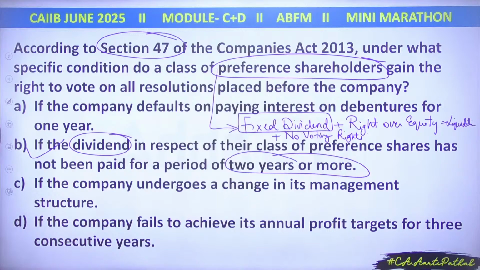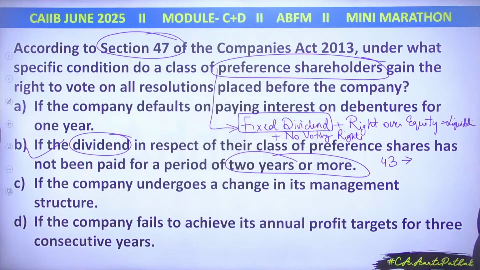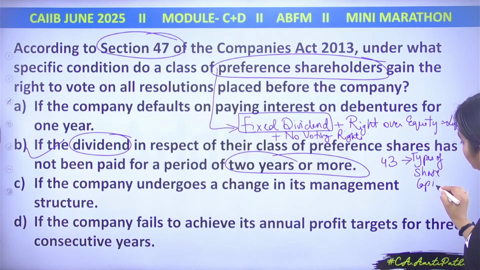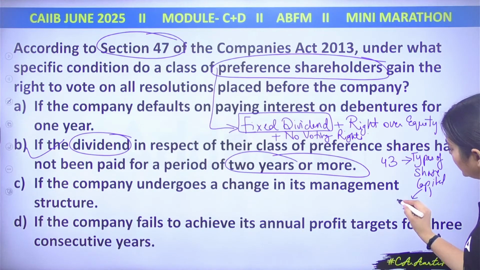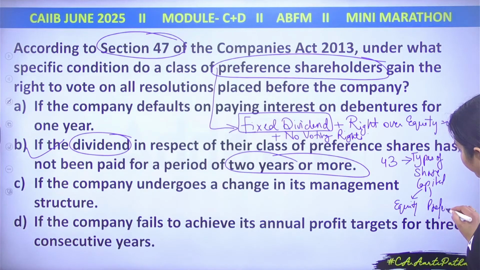Now we have one more section, Section 43. This section talks about the types of share capital. We basically have 2 types of share capital: equity and preference. Section 43 covers this, while Section 47 talks about what happens if you are not paying dividends.